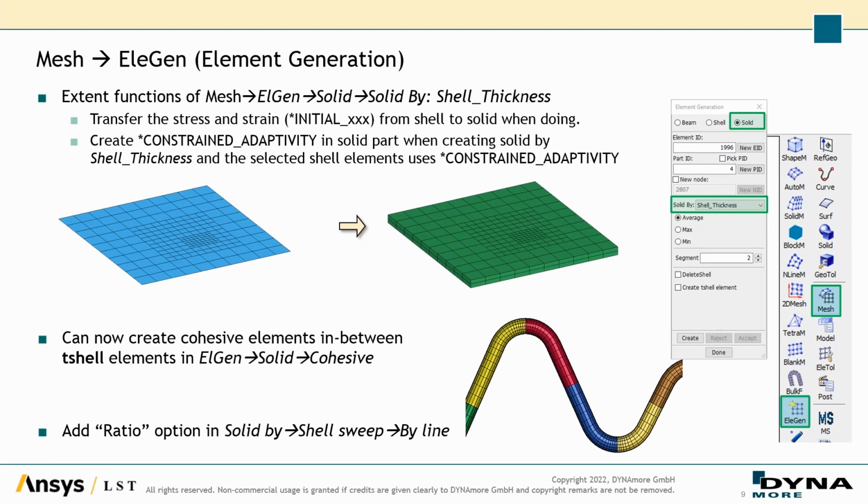And the last news is a ratio option in solid by shell sweep by line. So you can see in the pictures, the yellow part has longer elements on the one side than on the other side.